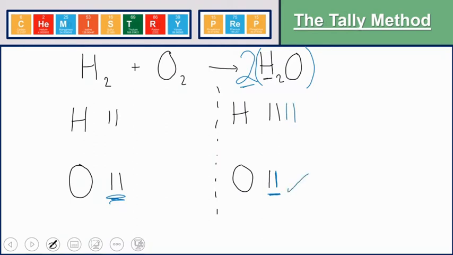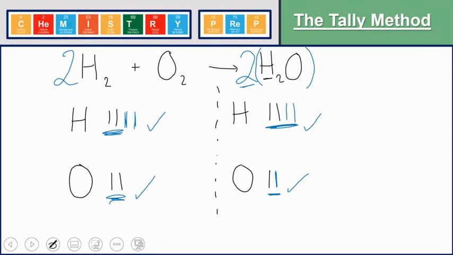So look, yay, we've balanced the oxygens, absolutely super. But now we've got 4 over here and 2 here. How can we deal with that? There we go. Job done.